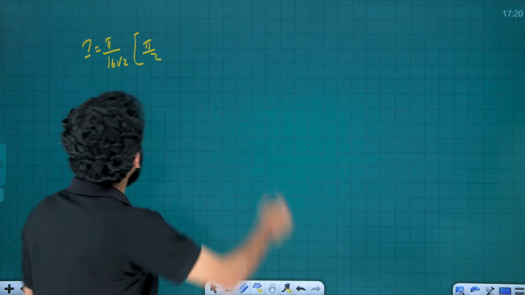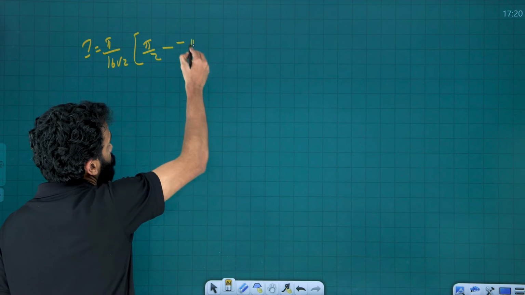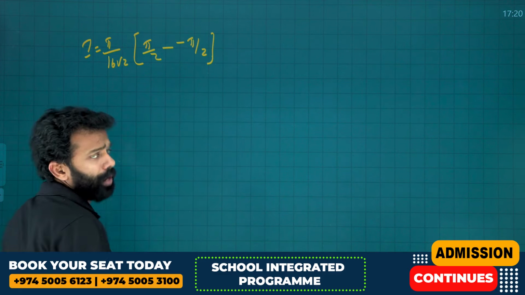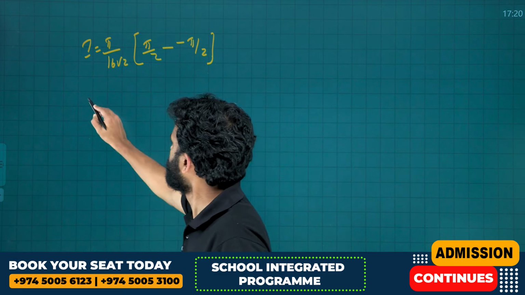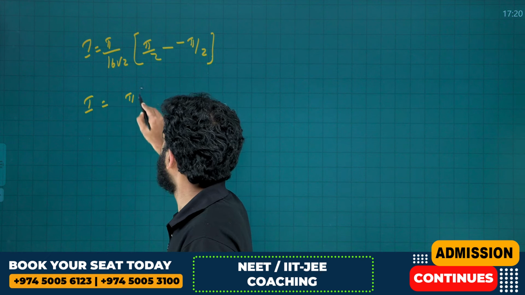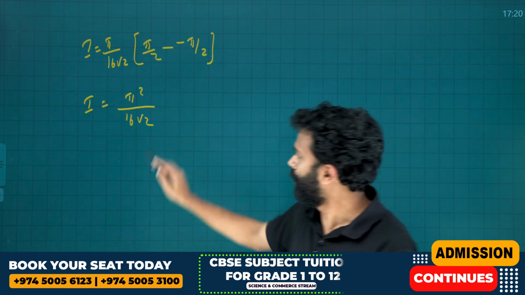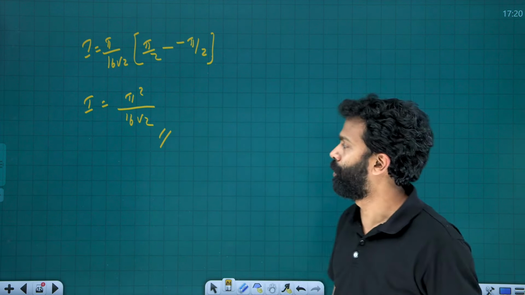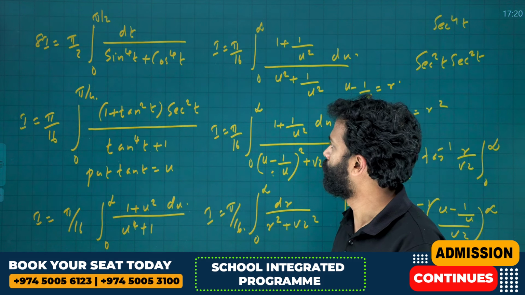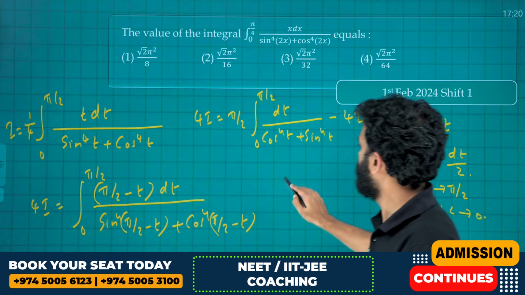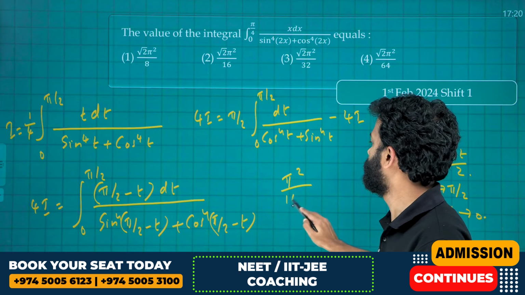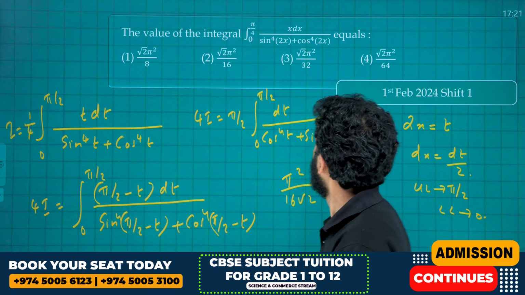Okay, therefore minus of, after substitution it will be minus pi by 2, that is pi only, right? That is I is equal to pi square divided by 16 root 2. Okay, that is the final answer. Let's check if it is in the options or not. Pi square by 16 root 2. Yeah, our final answer was pi square by 16 root 2. Is that in the options?